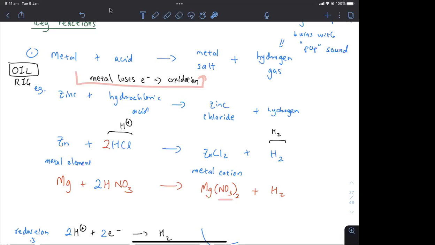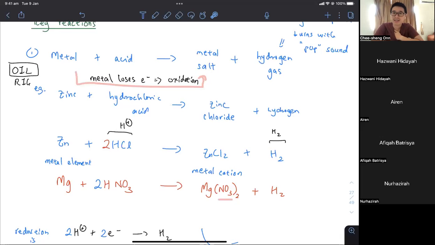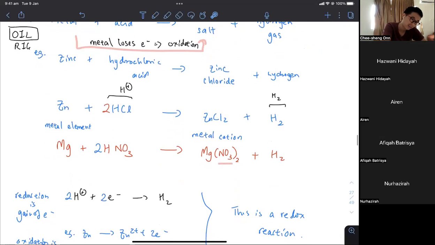Any idea? Anyone else want to chip in? I don't know. Irene, Africa, I don't know. Anyone else? What do you see when you produce a gas? Bubbles. You see bubbles. So this is something that you have to learn, okay? If you produce a gas, you will see bubbles. That's why you can monitor these reactions by looking at the rate of bubbling. So you see bubbles, you will see effervescence.